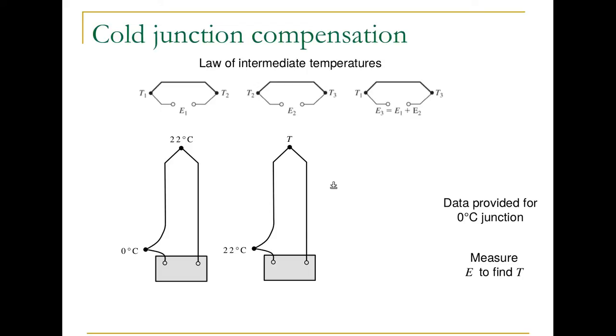But the voltages that we have from our table would be the difference between 0 degrees C and our measured temperature. So here's where we use this law of intermediate temperatures. We have T1 and T2 are 0 and 22, T2 and T3 are 22 and T, and then T1 and T3 would be the values given in the table, so 0 and our sense temperature. So we can use the table to find the voltage at 22 degrees C relative to 0.